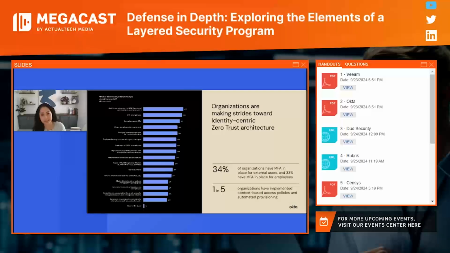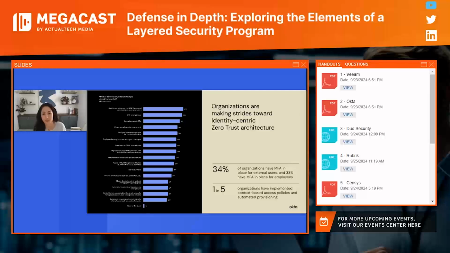But with increasingly complex workforces, including full-time employees, contractors, partners, and vendors, all of whom need reliable access at any time from various locations, organizations worldwide are making great strides towards establishing strong, identity-backed Zero Trust security postures. And as a result, we're seeing organizations prioritizing MFA for external users, with 34% of this year's respondents having such security measures in place, and MFA for employees at a surprising 1% lower at 33%.